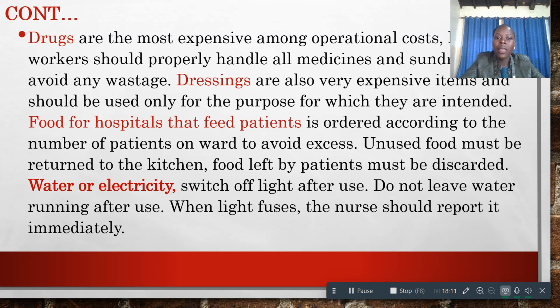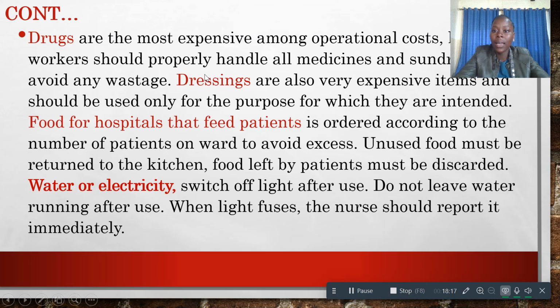Then we also have other supplies like the dressings. By dressings, I mean cotton and gauze. They are also very expensive items, and they should be used only for the purpose for which they are intended. We don't want to find you on a surgical ward getting our sterile cotton and using it to dust. That is wastage. That cotton is not indicated for cleaning.